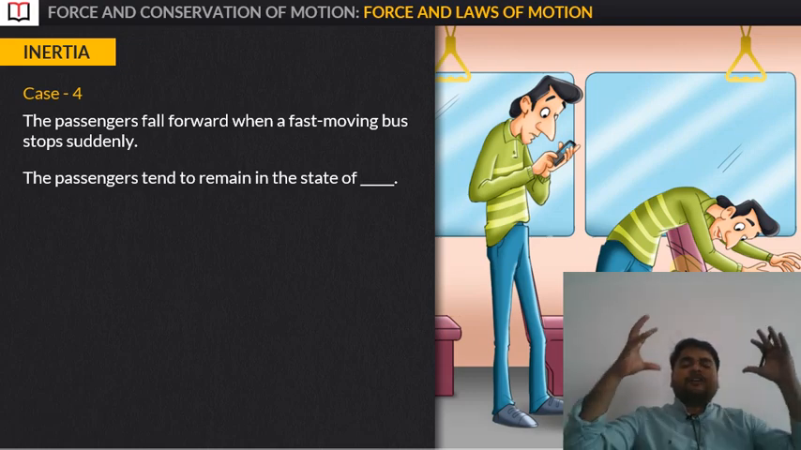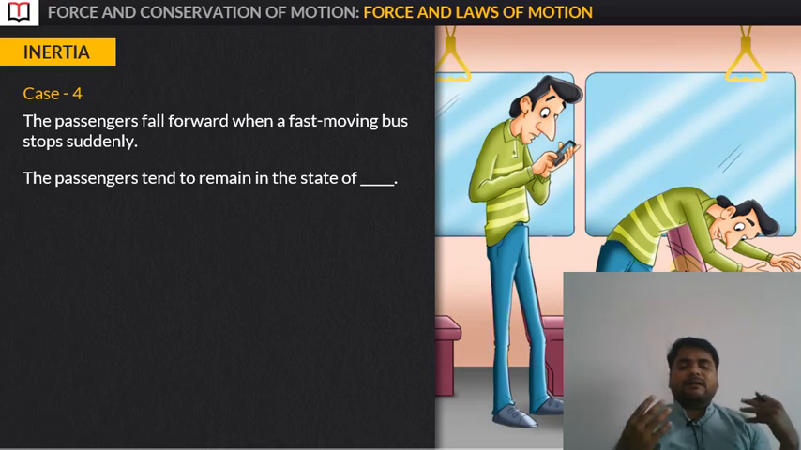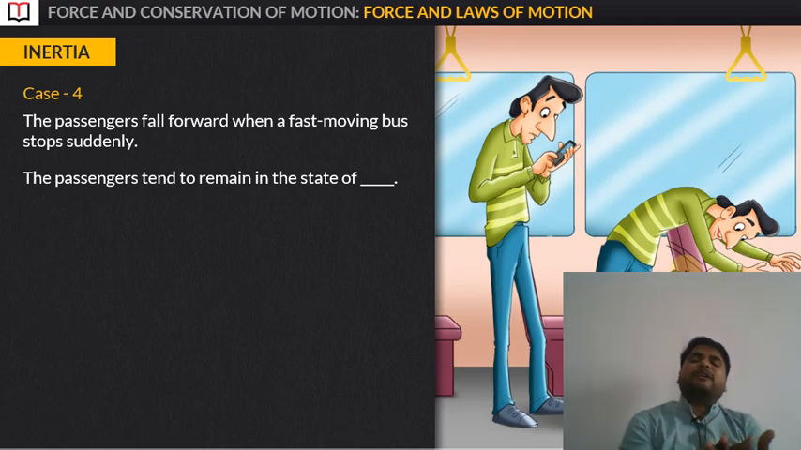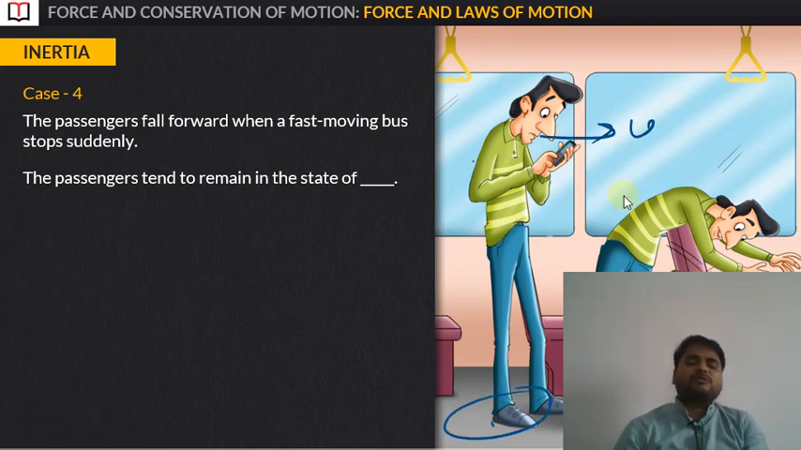The upper part of the man's body was in motion, but the lower part was in contact with the bus, due to which the lower part of the body comes to rest with the bus, but the upper part keeps moving with a certain velocity. It means this portion comes to rest and this is in motion, due to which the man fell in the forward direction when the brake gets applied.